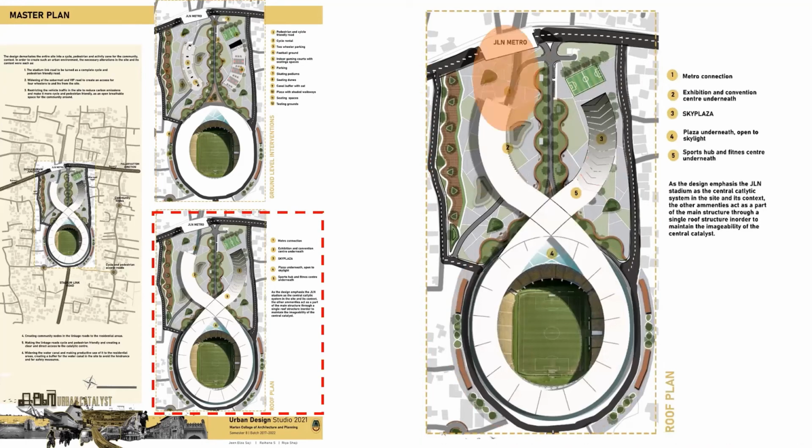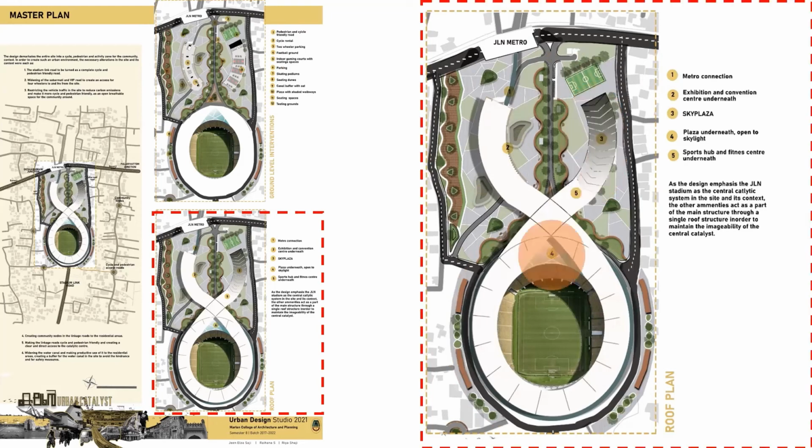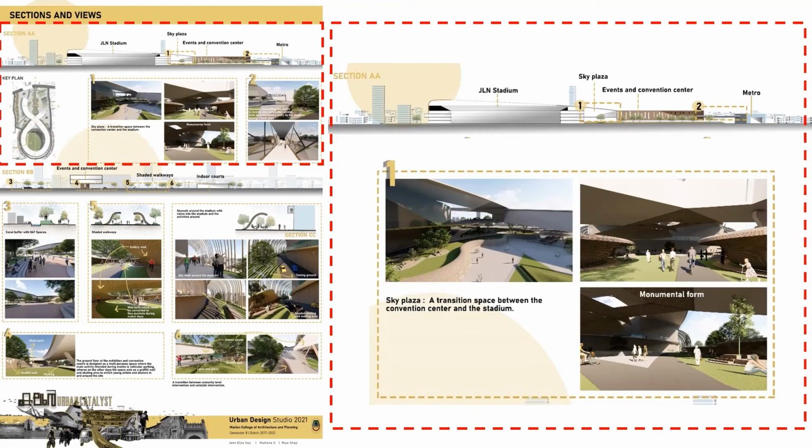The event and convention center is connected to the metro through the skywalk, and the roof of the indoor court ramps down to the ground so that its roof could act as a roof plaza and host flea markets during events. This represents the skylight of the Sky Plaza, which will be discussed in the sections. The first section AA shows the connection of the metro to the stadium.